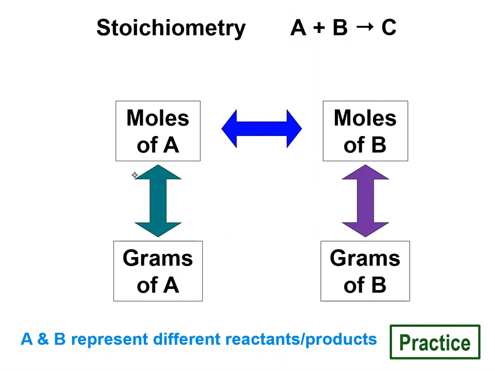But anyway, we have a conversion factor between grams and moles of A, the same compound, and we would use the molar mass of A. And the same thing for any other substance. I could use the molar mass of B here. But now we have a new conversion factor between the amount of A and B, and that is the coefficients.